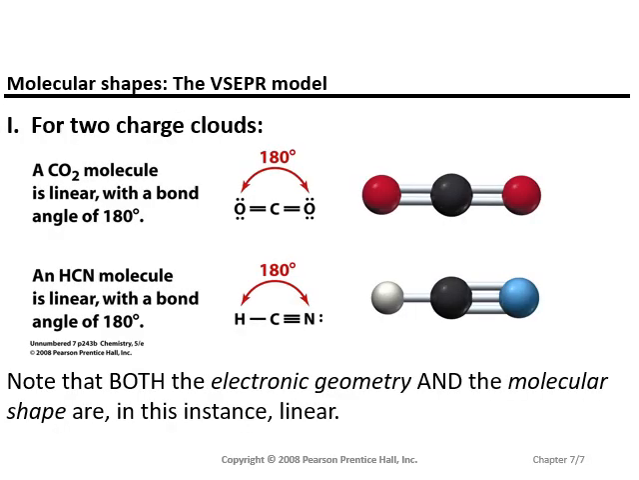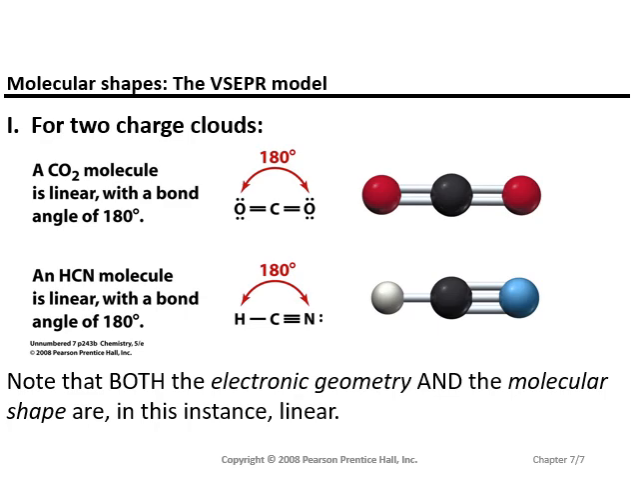All right, for 2 charged clouds, they're always going to be the same. Both the electronic geometry and the molecular shape are going to be linear. The reason is that if you have a central atom like that black sphere surrounded by 2 other things, the way they can get as far apart as possible is to orient themselves in a straight line, as they're doing in both of these, CO2 and HCN.